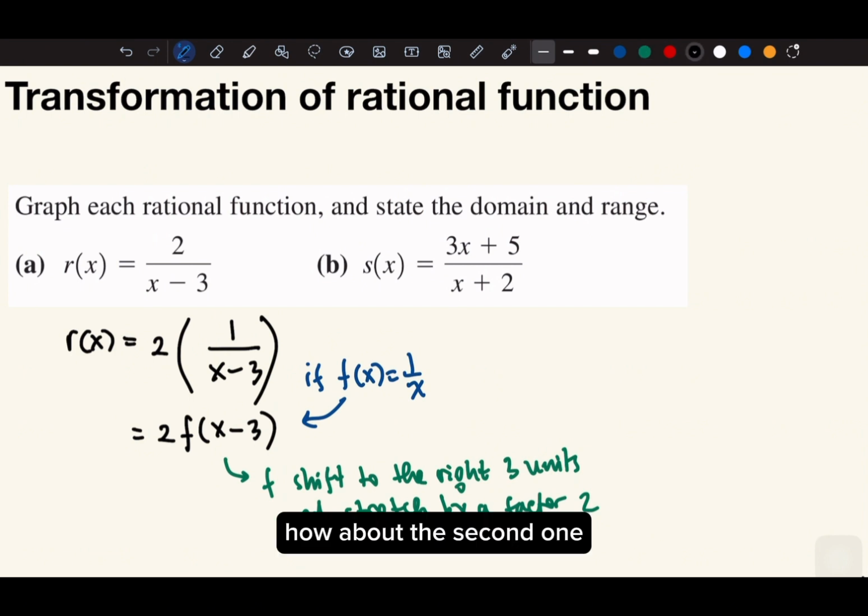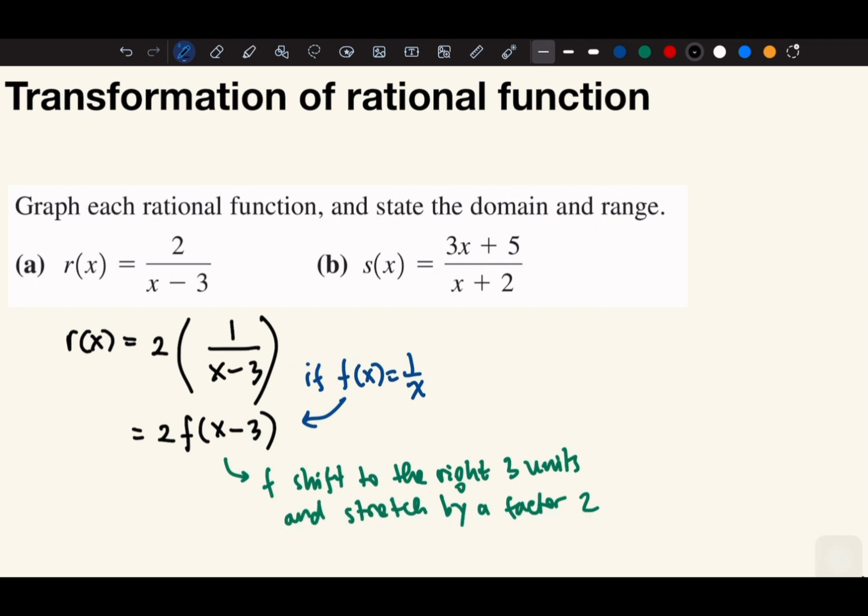How about the second one? How about B? 3x plus 5 divided by x plus 2.